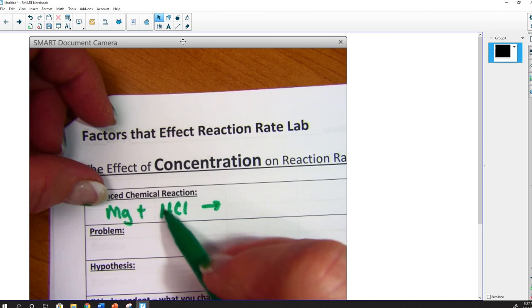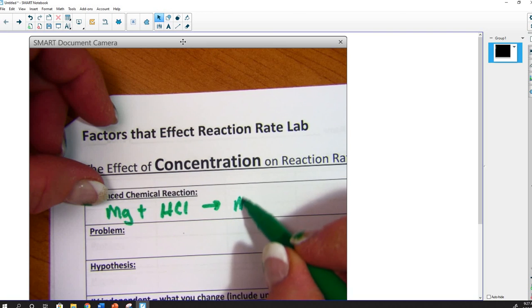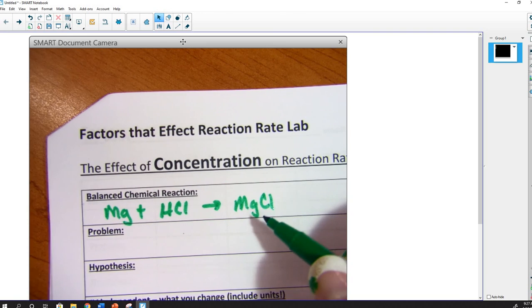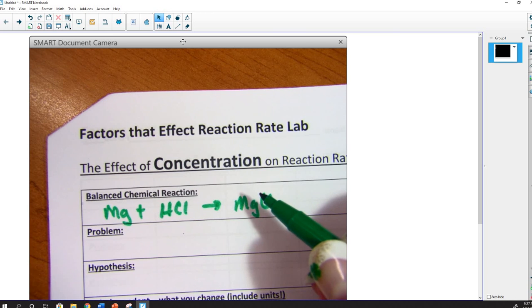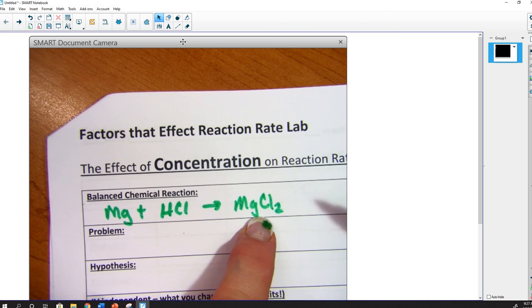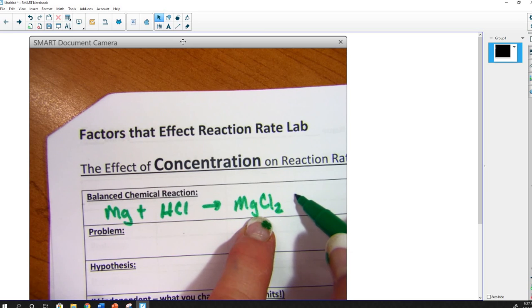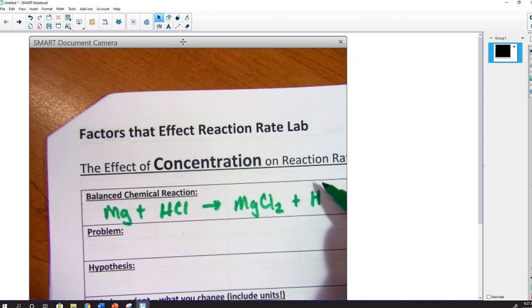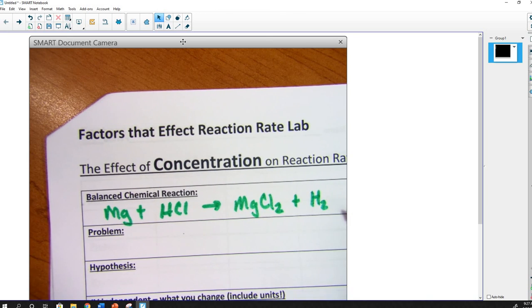So here, magnesium and hydrogen are going to trade places. So magnesium is going to go with the chlorine. But magnesium is in the second column. It has a plus two charge, and chlorine just has a minus one charge. So we're going to need two chlorines to balance it out. Plus, hydrogen gets kicked out by itself. But hydrogen's one of the Br-I-N-Cl-H-O-F, which means it hangs around in pairs. So I need two of them.